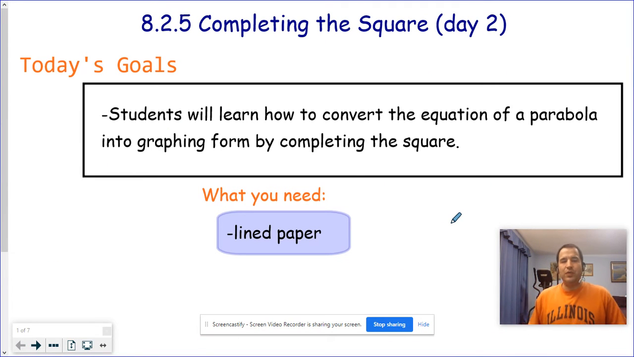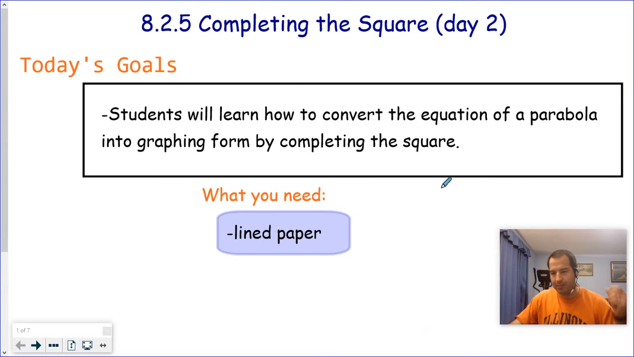Today we are going to do lesson 825, completing the square part two. Yesterday we started completing the square, and hopefully that made sense to you and you feel comfortable doing it. Today we're going to take it one step further. The goal for today is to learn to convert the equation of a parabola into graphing form by completing the square. You will need some lined paper because we are going to do a lot of paper and pencil work, and you need to practice it.